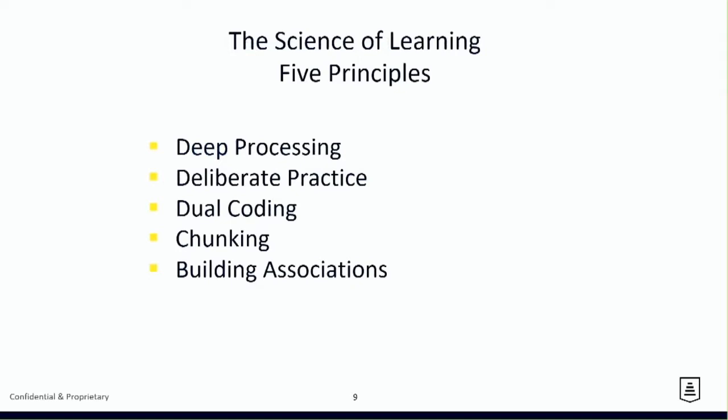I'm going to talk about five principles. I've organized the literature into these five major principles that I believe account for almost all of the effects of active learning, why it is so good. Let us go through them one at a time. We'll start with deep processing, which I think is the most fundamental. Next slide, please.